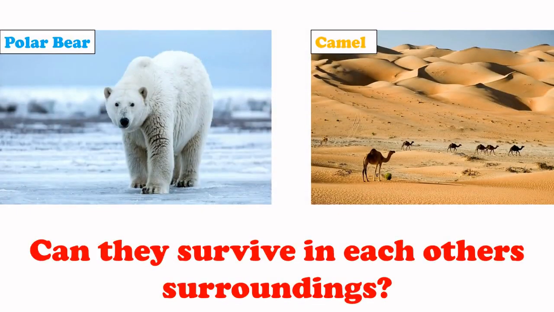Hello children. So polar bears live in the cold Arctic regions and camels live in the hot deserts. So what do you think? Could these animals survive in each other's surroundings? And if not, why not?